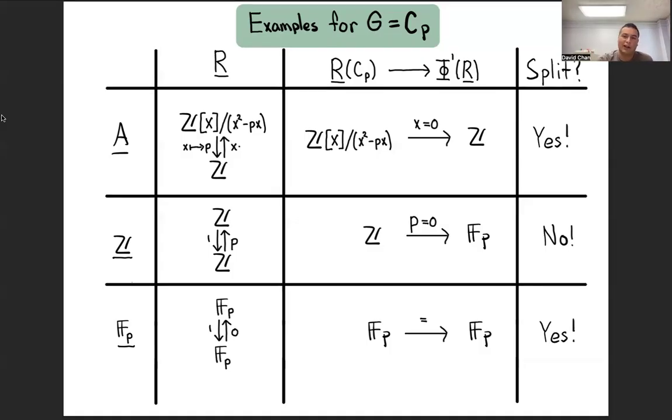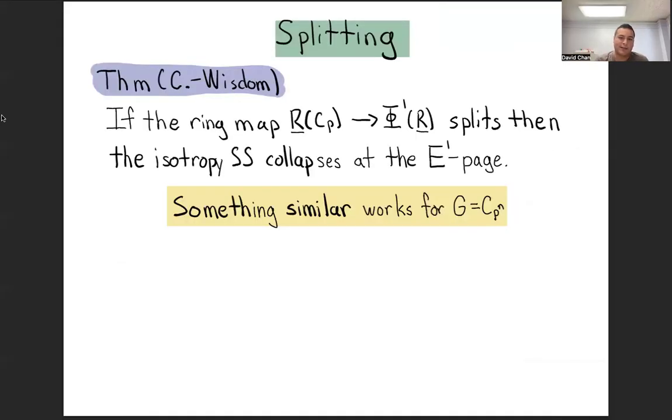Okay. So why am I talking about the splitting? It turns out that the splitting is really helpful for analyzing the spectral sequence. In particular, if this ring map splits, then the spectral sequence collapses at the E1 page. So you know how to compute the entire spectral sequence if you can analyze this ring map. You reduce this entire question to a pretty straightforward question in commutative algebra. And something similar does work here for G is C_p^n. For G is C_p^n, with this splitting you have to be a little bit more careful, but I can talk more about that later if people want to hear about it.